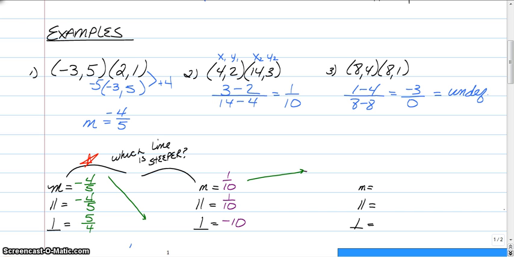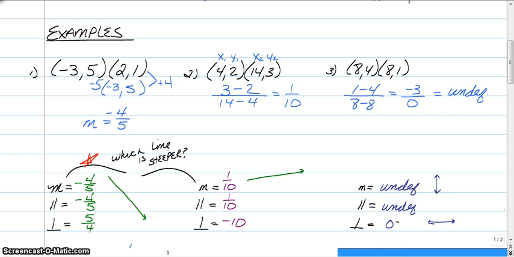Finally, the third one. You have to think about this for a second. What would the reciprocal of undefined be? If we know that the slope is undefined, meaning it is a vertical line, our parallel obviously has to be the same, undefined. What is perpendicular to a vertical line? A horizontal line. So that means it is 0.